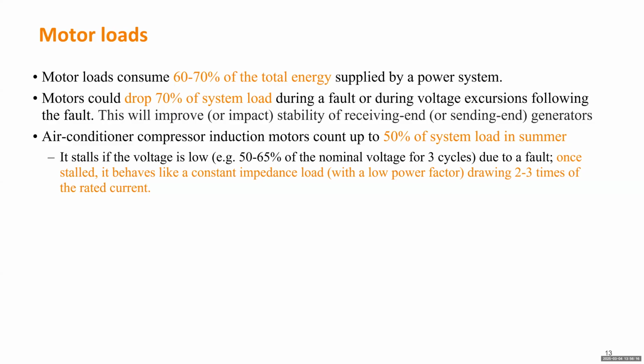So they can stall if the voltage is low, like 50 to 65% of the nominal voltage for 3 cycles right after a fault. Once the motor is stalled, it will behave like a constant impedance load, but with low power factor. Okay, a constant impedance load can be better for transient stability, but very low power factor is not a good feature for the system, which means it needs a lot of current. It will draw 2 to 3 times the rated current.